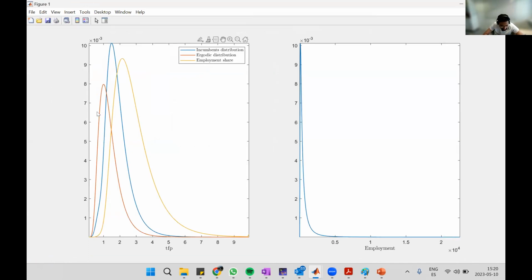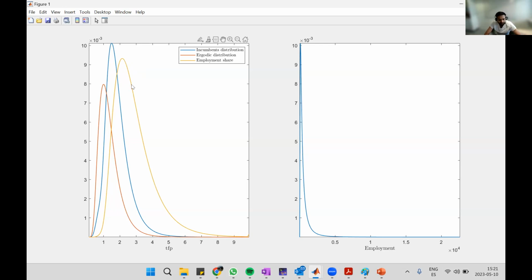This red one is the ergodic distribution of the firms. Remember, we assume a log normal distribution of productivities, so kind of left skewed but with a thick tail. Because there was selection, the less productive firms are exiting the market. So the distribution of firms is shifted towards the right. That's the blue line here.